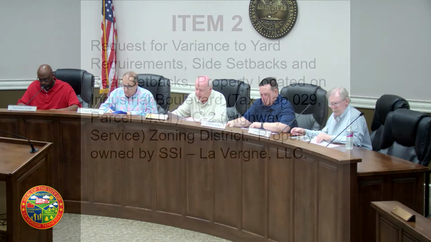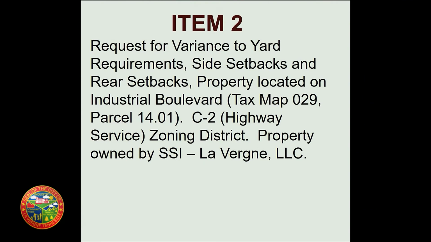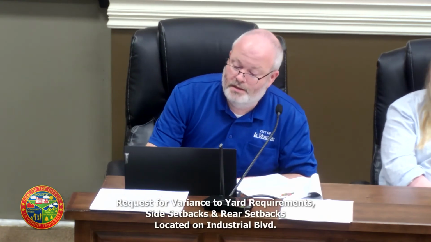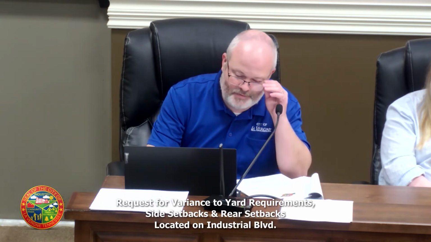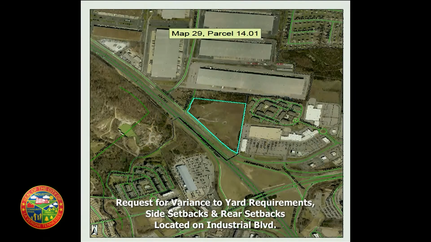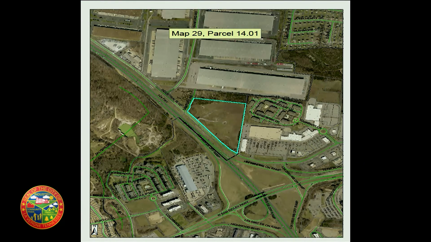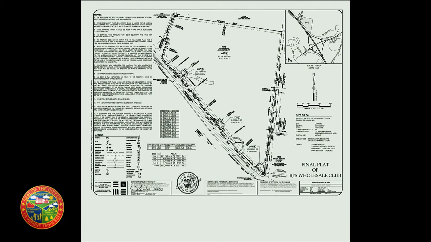New business, request for variance to yard requirements, side setback and rear setbacks, property located on Industrial Boulevard, tax map 29, parcel 14.01, C2 Highway Service Commercial Zoning District, property owned by SSI Laverne LLC. Mr. Logan, please, report. Thanks. This is a request for variance to the side setbacks and also the yard requirements of the Laverne zoning ordinance. And this property is basically known now as BJ's Wholesale property.